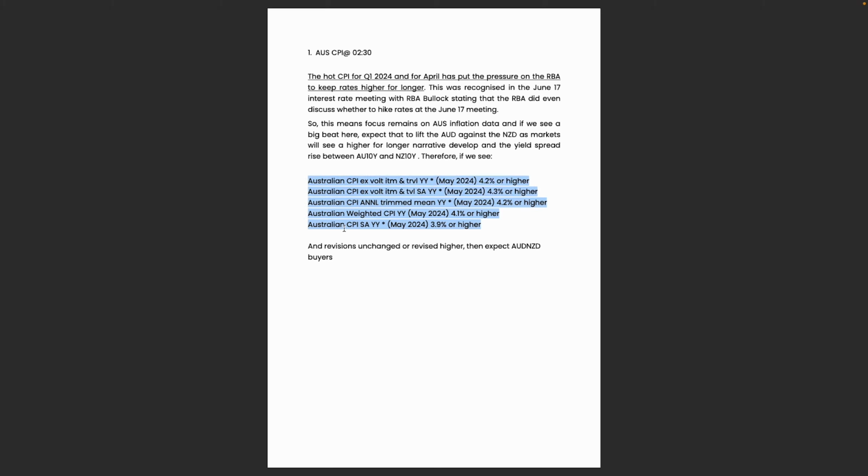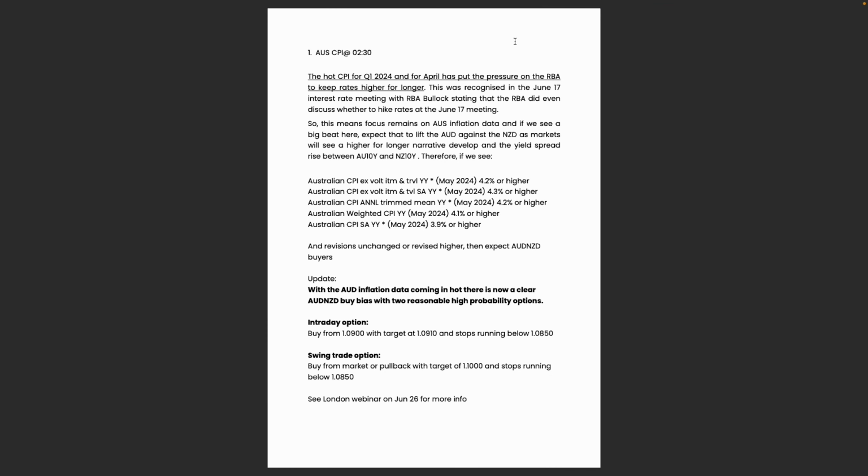Now, we didn't get exactly what we were looking for to make it an absolute no-brainer. But when we looked at the details the following morning, you can see very clearly that this was a big yield spread mover in the Aussie 10-year and New Zealand 10-year. And then for the following webinar and the following session, we highlighted that there was an Aussie New Zealand dollar intraday buy option and a swing trade option from market, looking for a target of 100, with stops below 1.0850. And that was all flagged on the June 26th London webinar and flagged in the cheat sheet.